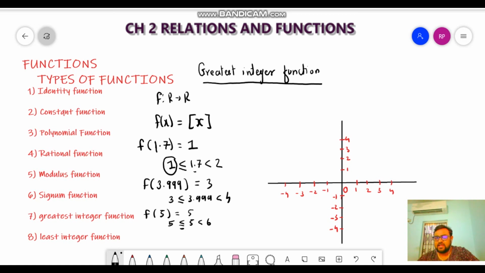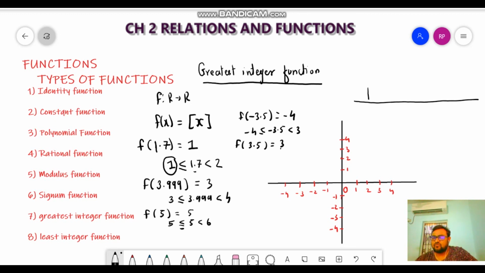If I take f of minus 3.5, then minus 4 less than or equal to minus 3.5 less than minus 3, then this will be equal to minus 4. But if I take f of plus 3.5, then this will be equal to 3. So see the difference. If it is plus 3.5, then 3, minus 3.5, then minus 4. So see, if I draw a graph, let me take the values.